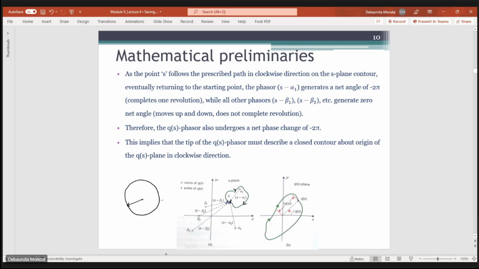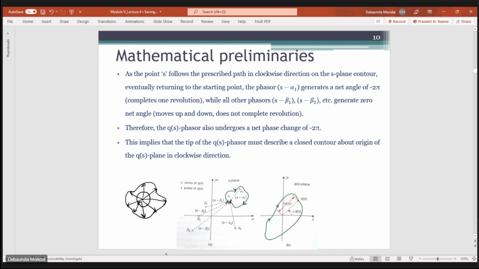So as the point S follows the prescribed contour in the clockwise direction, it starts from this point, traverses all the way, and eventually comes back to this point. The phasors move like this and finally come back here. It started from here, moved all the way, and ended here, so the net angle is equal to minus 2 pi, since we are moving in the clockwise direction.